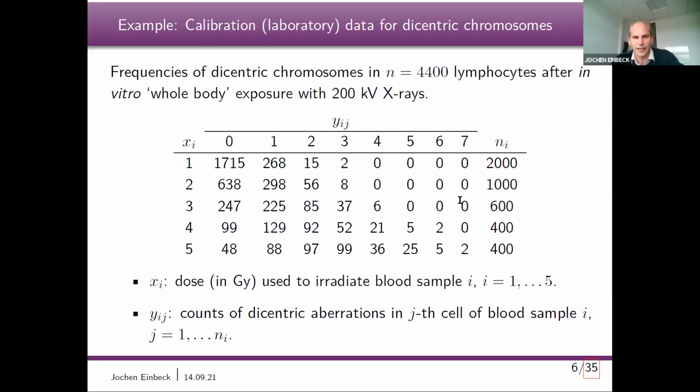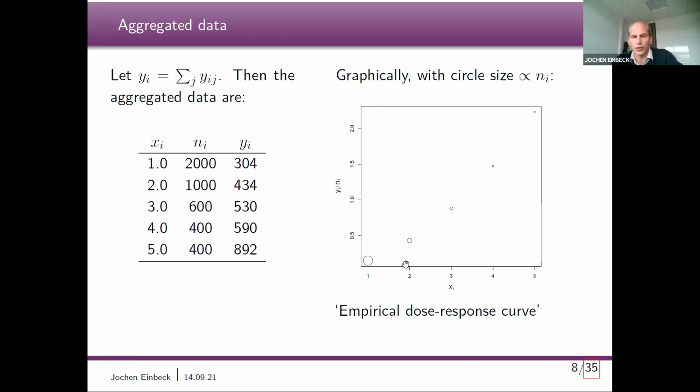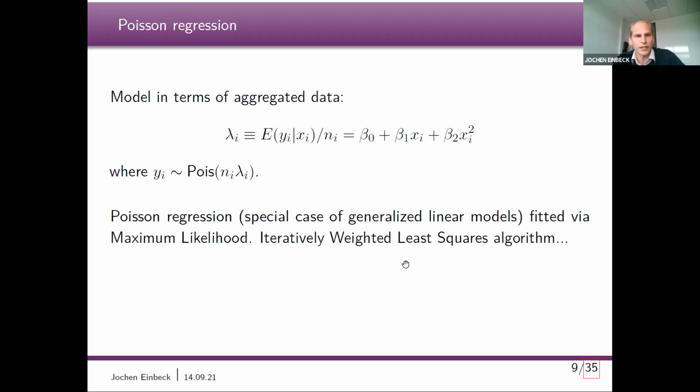So despite these apparent large variations here within one row, we see that actually a quite solid dose response curve seems to be materializing here. Yeah, so this is without fitting any models. I've not fitted any models. So if I now write down the model in terms of aggregated data, so what I'm really modeling is the expected number of aberrations per cell.